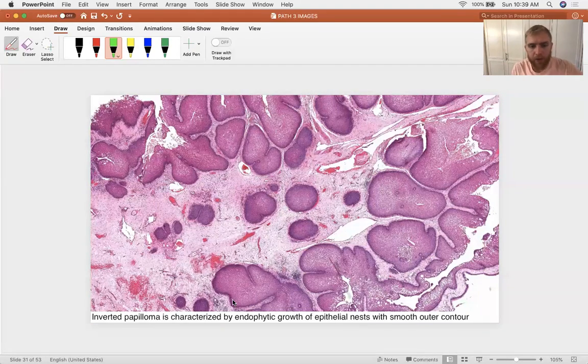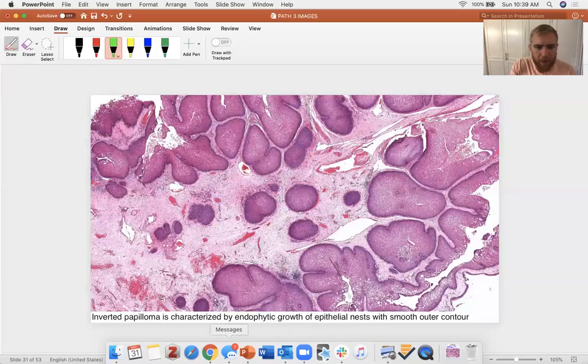Inverted papilloma is characterized by endophytic growth. That's the correct terminology for it. Growth inwards, finger-like growth, that's the phyticness, and then endo, inwards. Growth of epithelial nests with a smooth outer contour, again, because they're epithelial cells on the outside.